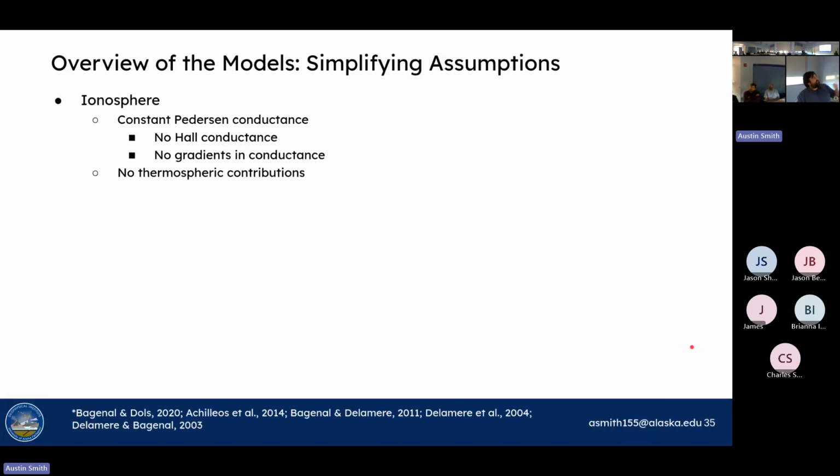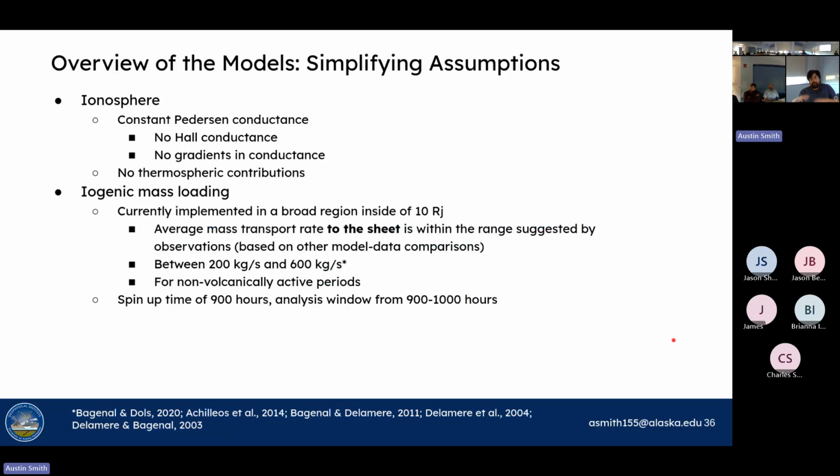For the ionosphere, I'm only using constant Pedersen conductance, no Hall conductance, and there's no gradients in the conductance as well. There's no thermospheric contributions, which at Jupiter may play a big role. We don't really know in the high latitudes, but deeper in the atmosphere, there's lots of storm systems. So there could be effects from the lower atmosphere that play a big role in the ionosphere at Jupiter.